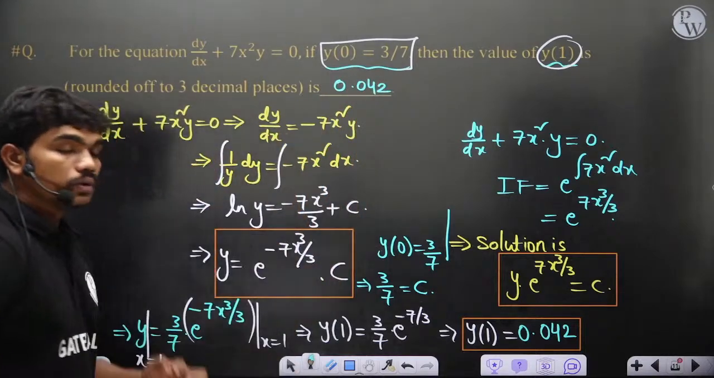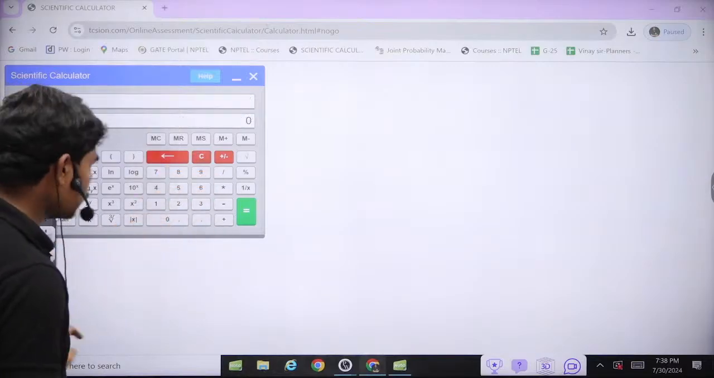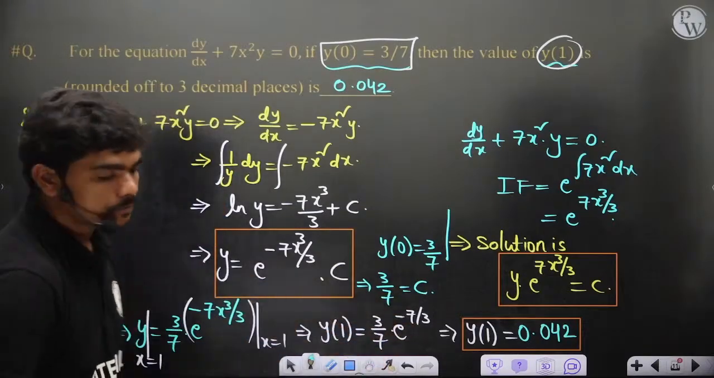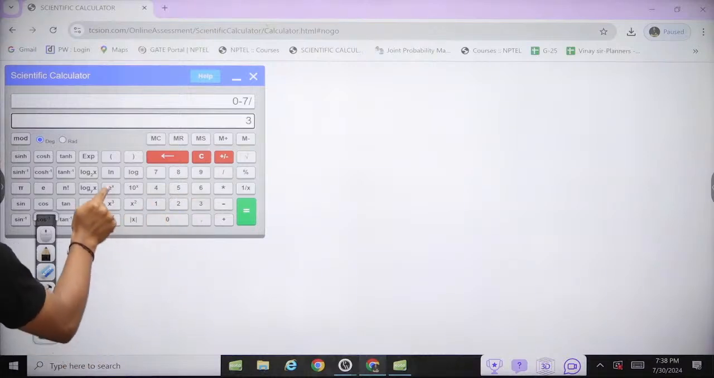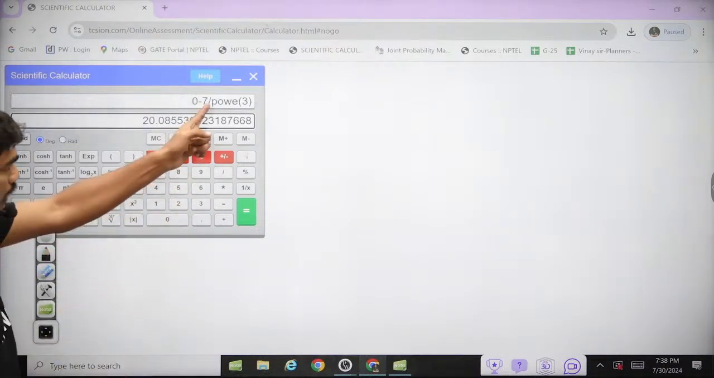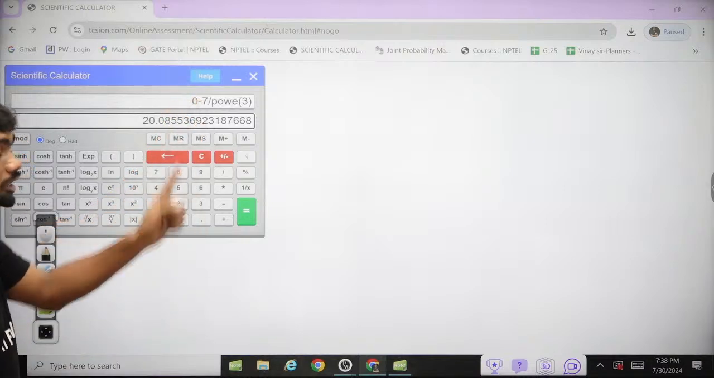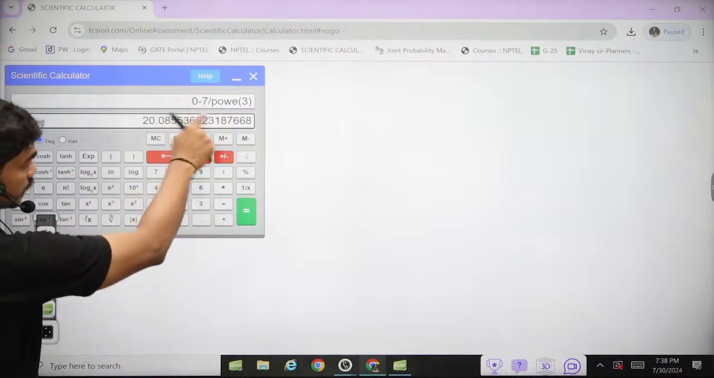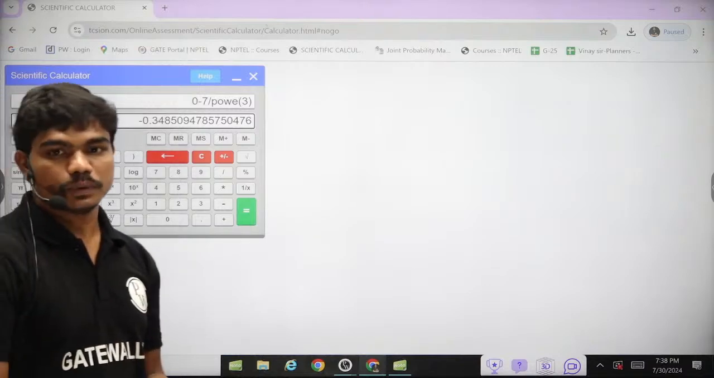Clear? So what some of you might have done is, when you are trying to calculate this value, minus 7 by 3, you might have typed the exponential first. Okay, so you can see clearly it is minus 7 by e power 3, not e power minus 7 by 3. You can clearly check this, and if you click equal to, you get minus 0.348, which is wrong.